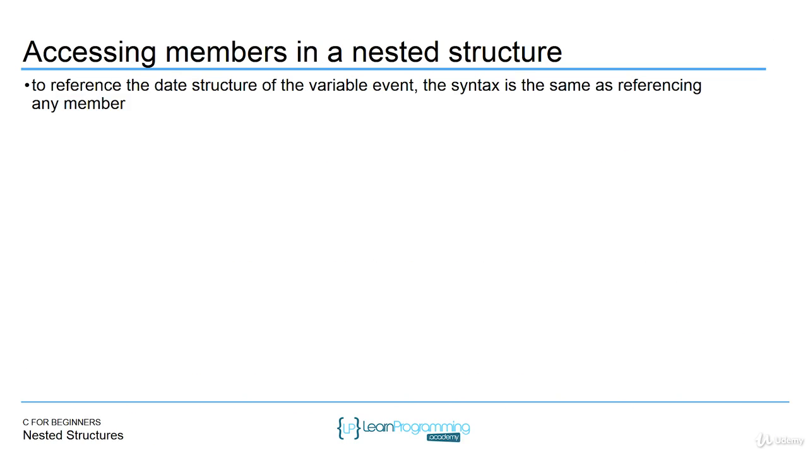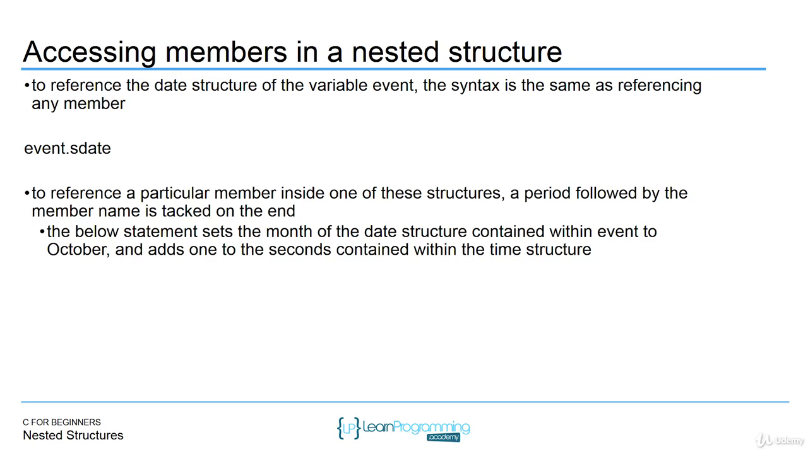When we want to access the members in a nested structure, again, pretty straightforward syntax. All you have to do is reference it like any other member. You have to use that dot member selection operator. So we'd use it a number of times. So if we have a structure named event and we want to get the date, we say event.sDate because that's a member of that date and time struct. Now if you want to reference a particular member inside of sDate, again you would use the period followed by the member name. That would be tacked on the end.